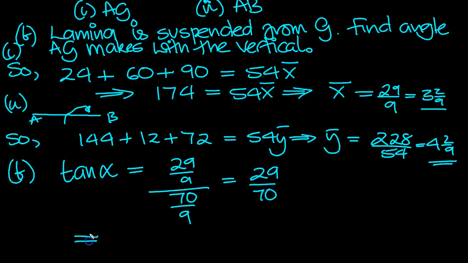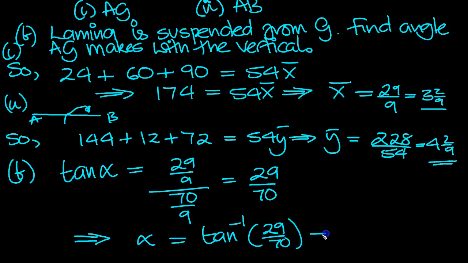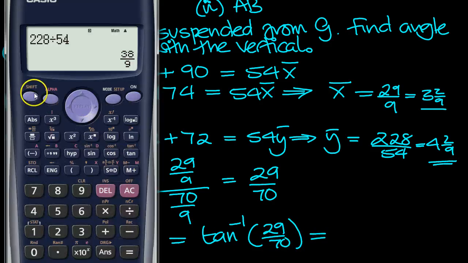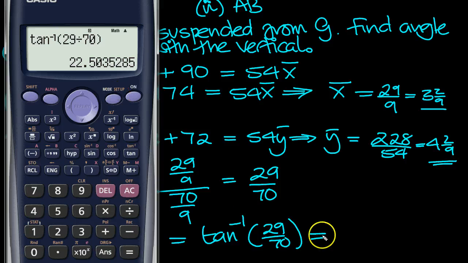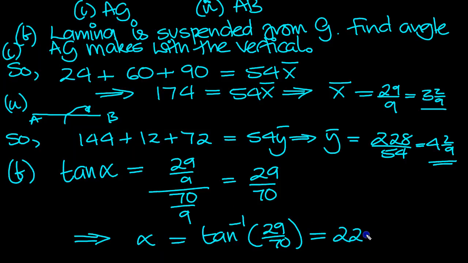So that tells us what alpha is then, doesn't it? Alpha is equal to shift tan of 29 over 70. So let's tap it in the calculator. We're in degrees mode. Shift tan of 29 divided by 70. 22.50 degrees. And that's to 1 decimal place, 22.5 degrees.